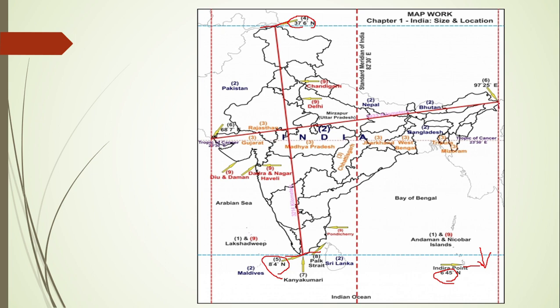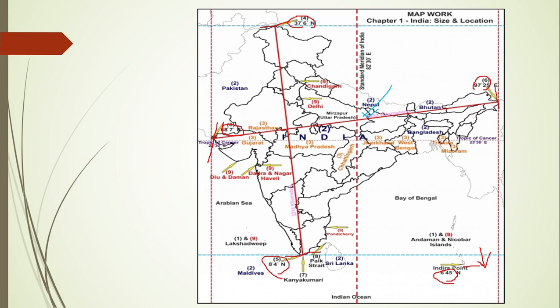Then here on the eastern part we find it at 97.25 degrees east, and similarly here it is 68.7 degrees east, but it is the western part, most part of India. Now we see the standard meridian of India, 82.30, which is passing through here. The place is known to be Mirzapur.